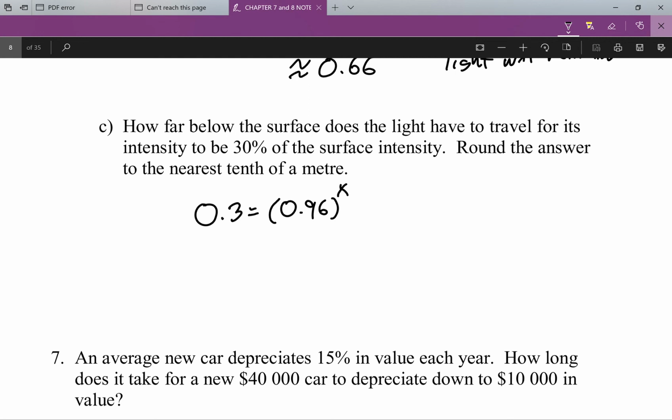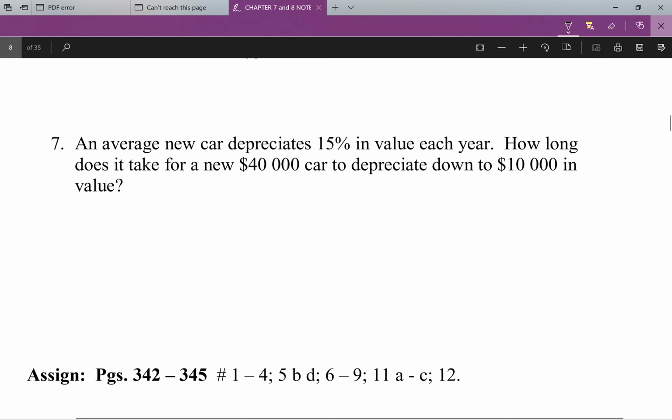So again, we punch this into our graphing calculators and we find what the intersection is going to be of these two graphs. Going over those steps again, I go second trace, intersect, enter, enter, enter. And this gives me that the x is approximately 29.5 meters. So it'll take about 29.5 meters to get 30% of the surface intensity. We're almost done here, guys.